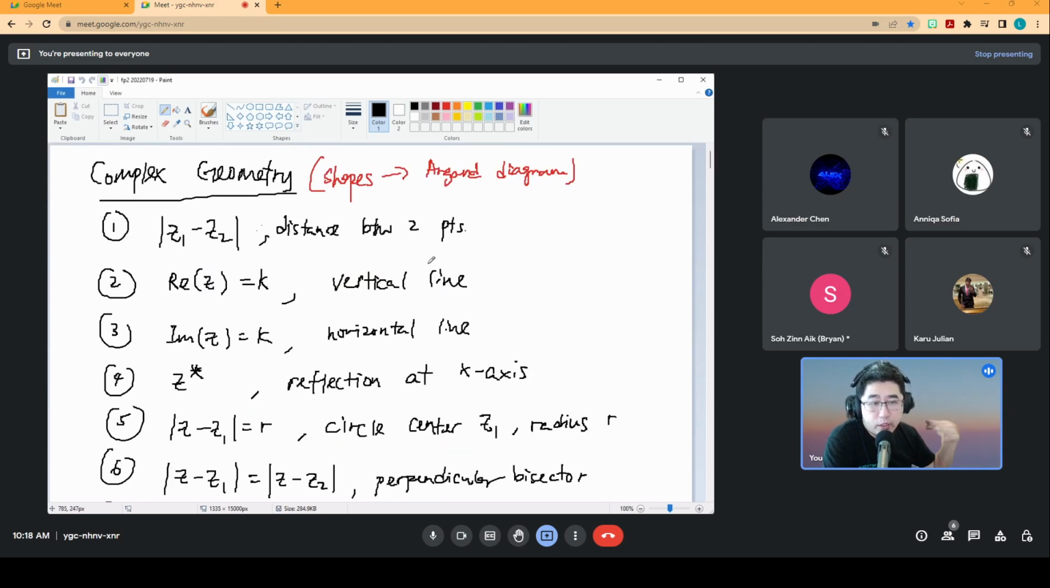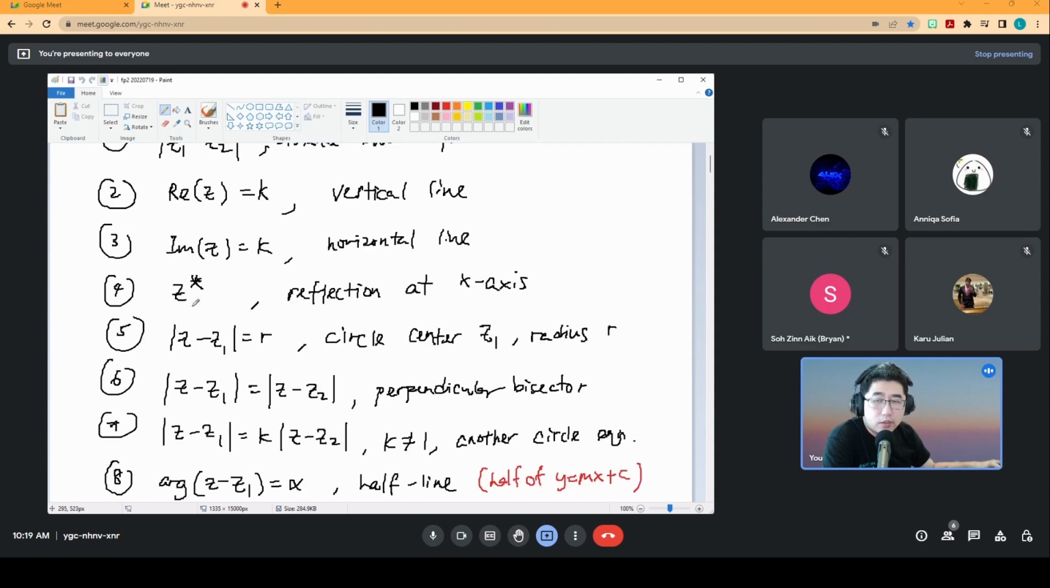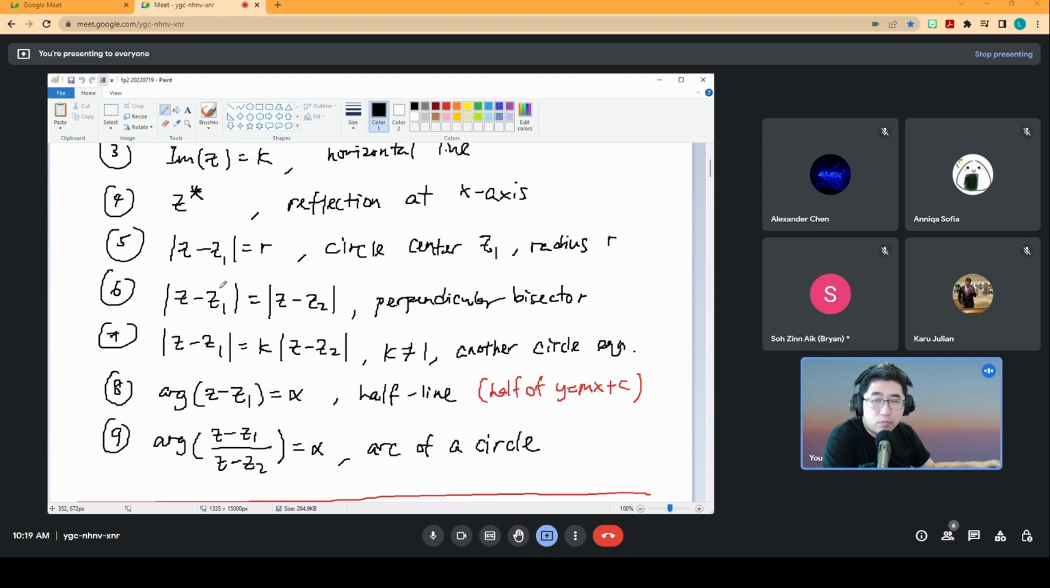Then after that, we enter the geometry part of complex numbers. For the geometry part, the modulus of z1 minus z2 represents the distance between two points. Re z equals k represents a vertical line. Im z equals k represents a horizontal line. z conjugate represents reflection in the x-axis. Modulus of z minus z1 equals r represents a circle with center z1 and radius r.